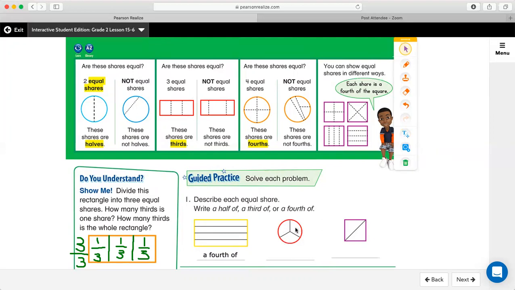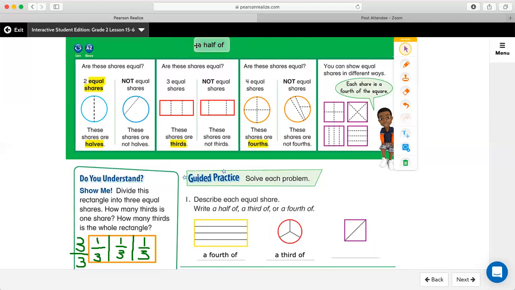Okay. And then let's look at the circle. We have 1, 2, 3 pieces. Our third, 3 means a third of. And then we have our square that we cut from on the diagonal, and this is a half of.